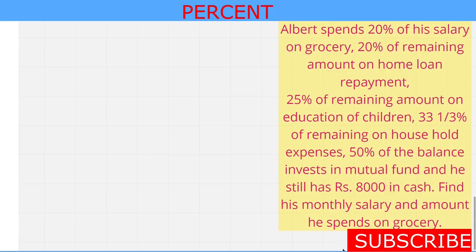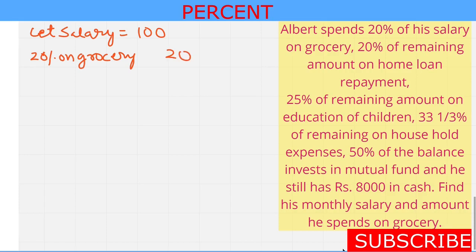Here we have to assume the salary of Albert equal to 100. He spends 20% on grocery. 20% of 100 is 20. So remaining is 80. Now on the remaining 80 rupees, he spends 20% on home loan. 20% of 80 is 1/5 of 80, which is 16.